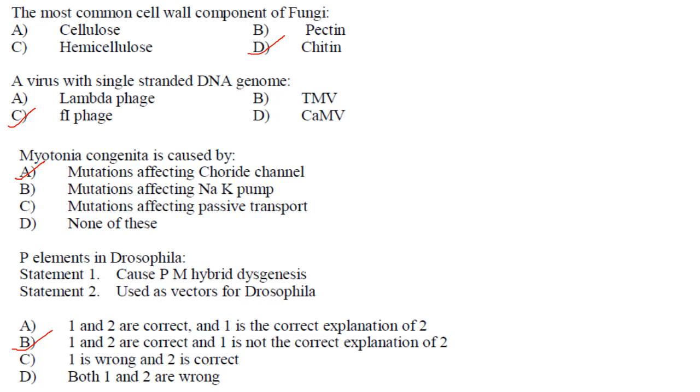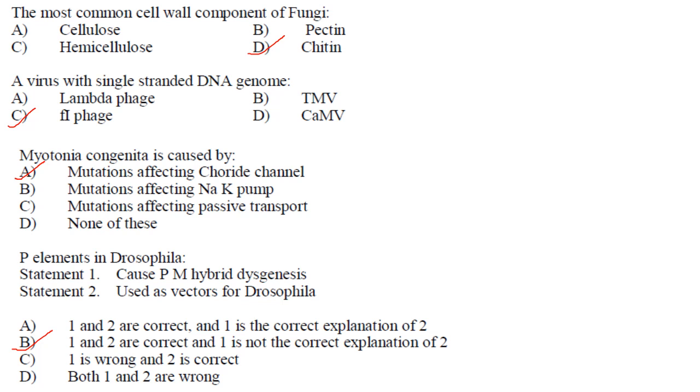Then next one, a virus with single-stranded DNA genome. Lambda phage has linear, double-stranded DNA. TMV is single-stranded positive sense RNA. F1 phage is circular single-stranded DNA, and CaMV is double-stranded DNA. So they have asked for single-stranded DNA genome, so it is F1 phage.